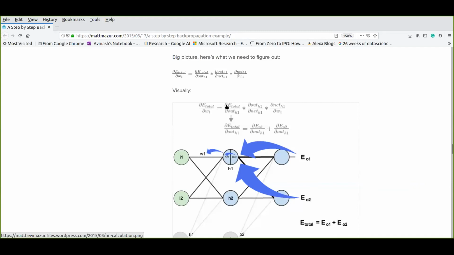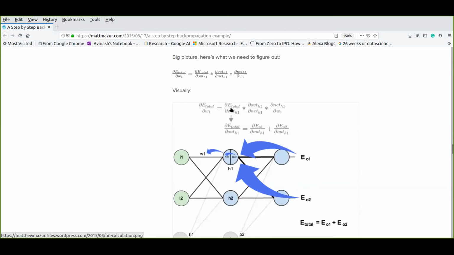We're going to get the partial derivative of the error with respect to the output of the hidden neuron, and the output of the hidden neuron changes with respect to the net input of the hidden neuron. That's what we have here, the second term. And the net input of the hidden neuron H1 changes with respect to weight 1. So this is a chain again, similar to what we did with the output neuron. So now let's calculate each of these terms again, like we did for the output neuron.